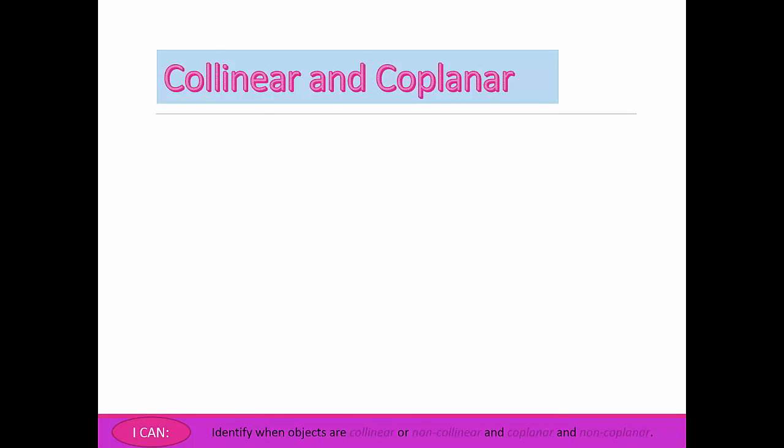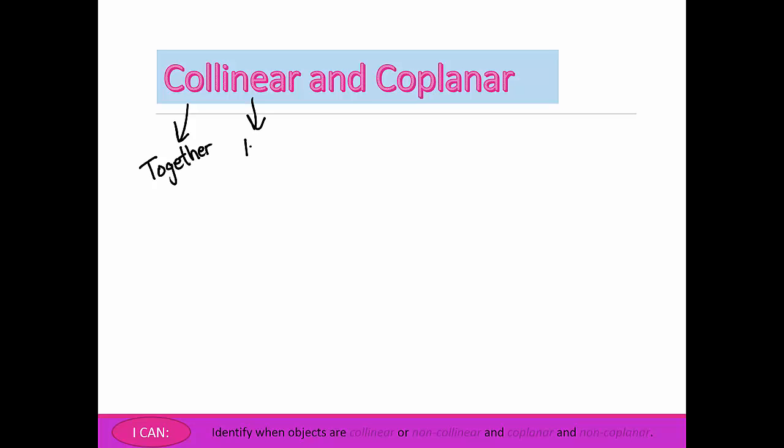Okay, so when we talk about these points, lines, and planes, we can talk about these objects either being collinear or coplanar. So what on earth does that mean? Well, collinear is actually just a compound word. Co, like co-workers, means together.